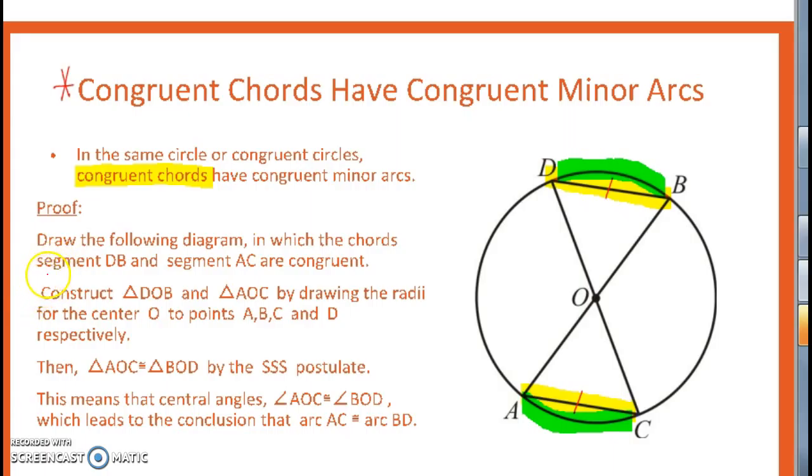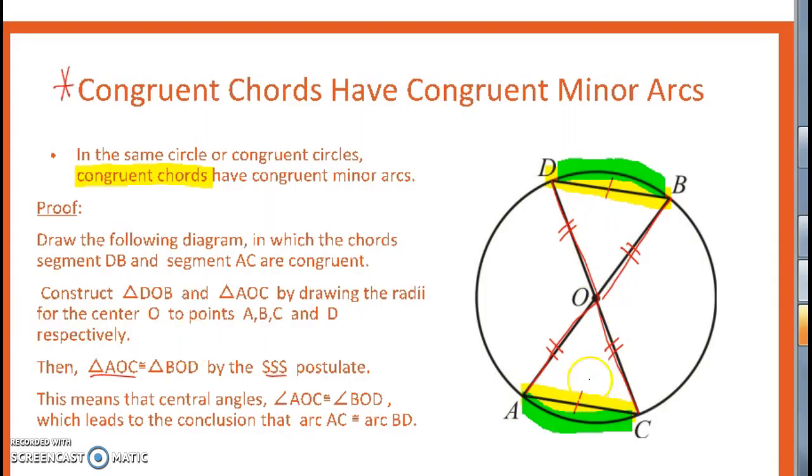From there, I've constructed triangles DOB and AOC using the radii DO, BO, OA, and OC. Because these are all radii of the circle, they're all the same length, so I'll give each of those 2 tick marks. Now we can use congruent triangles to say that triangle AOC, this bottom triangle here, is congruent to BOD, this top triangle, using the side, side, side postulate.